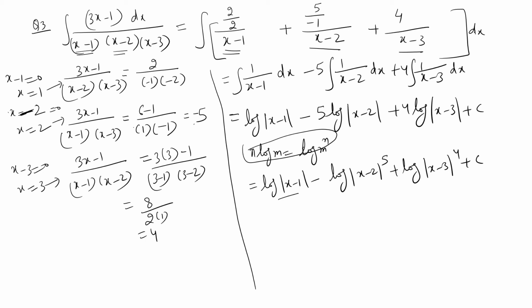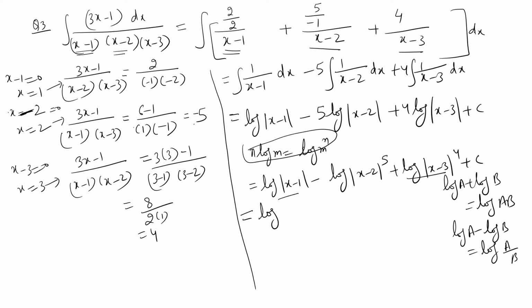Now what is log a plus log b? Log a plus log b is equal to log a into b, and log a minus log b is equal to log a by b. So it will be log of (x minus 1) into (x minus 3) whole to the power 4, divided by (x minus 2) raised to power 5, by using both these properties, plus c is the required answer.